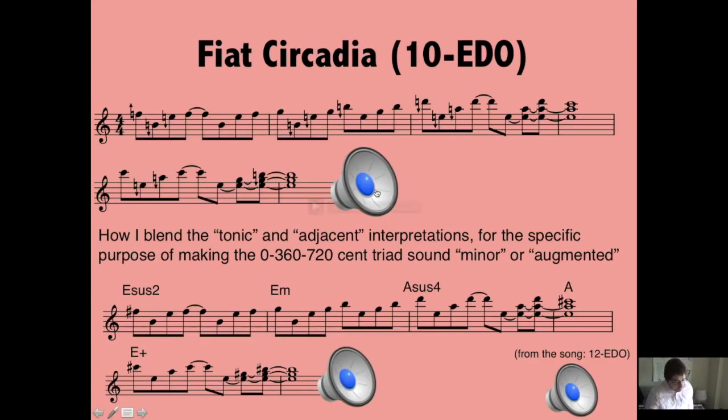So, now here's a version that uses the synth. I'll play the 1080 version again, and then what I want you to do is listen to the version where I combine both tonic and adjacent interpretations into one thing. Here's the analogous version. So see how those ending points are different in 12, but then in 10 they're not? That's what I was interested in.